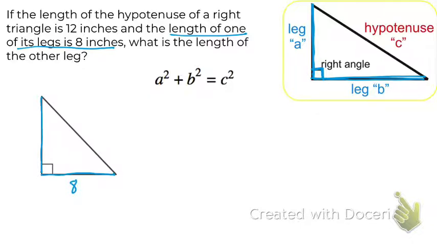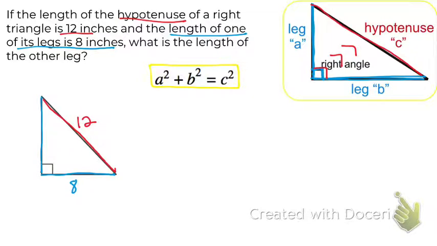The hypotenuse is always the longest side. It's the side that is across from our right angle. So in our case, this would be our hypotenuse, and our hypotenuse is 12. Now, if you have a right triangle and you know two of the side lengths and you don't know the third, you can always use the Pythagorean theorem, which is right here, to find the length of that missing side.